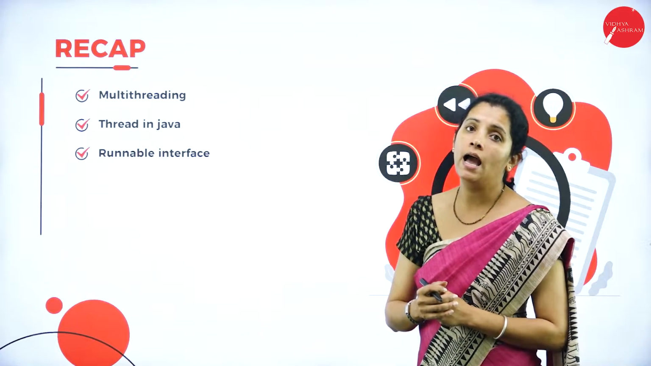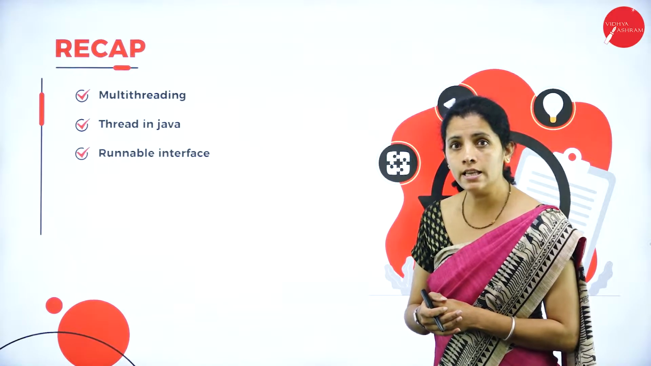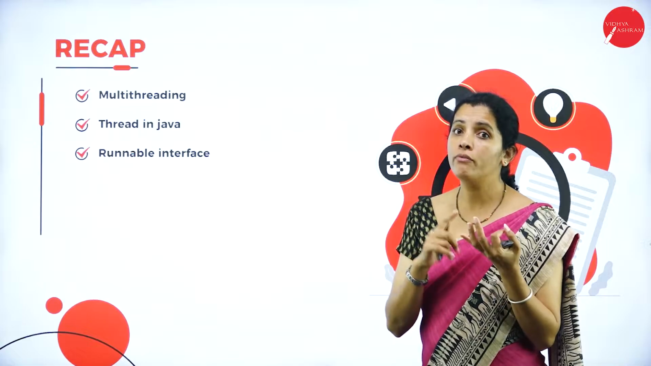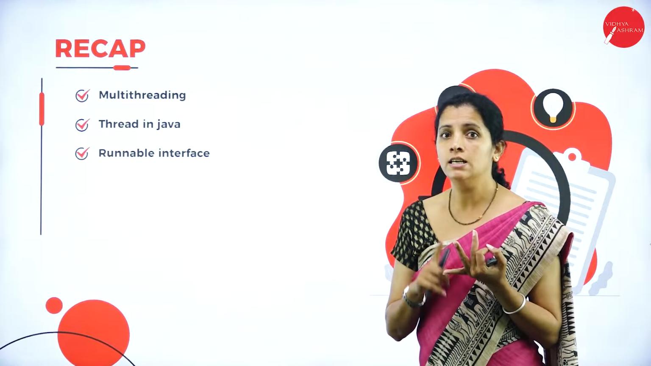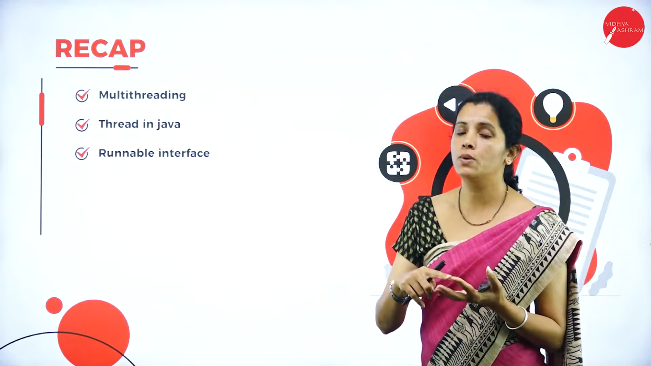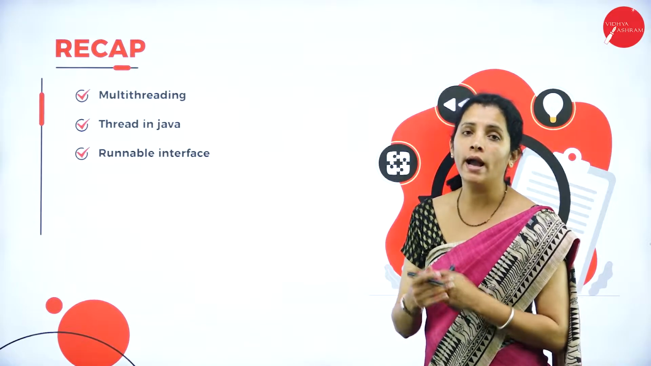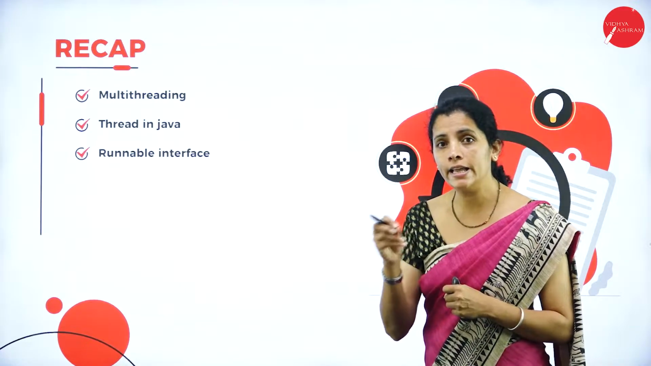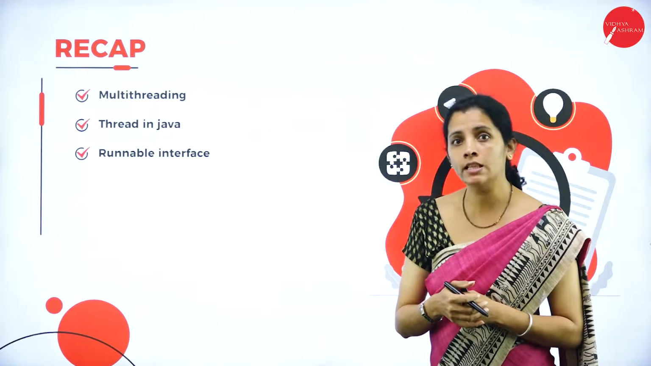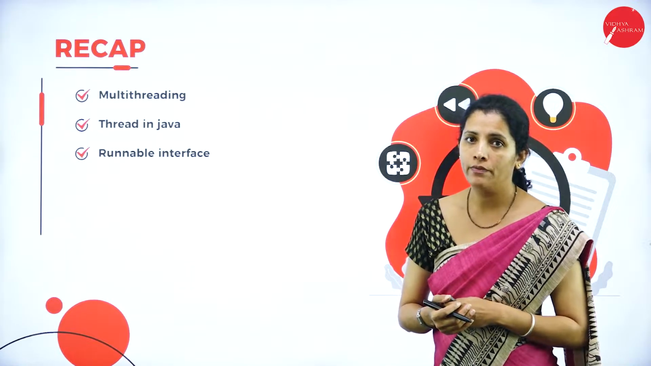Along with that, I have discussed the life cycle of a thread. In the sense, a thread is going to have 5 different life cycle states, that is new, runnable, running, waiting, as well as dead. Along with that, I have discussed how I can create thread in Java. That is in 2 ways. One is by using thread class, another one by using runnable interface.